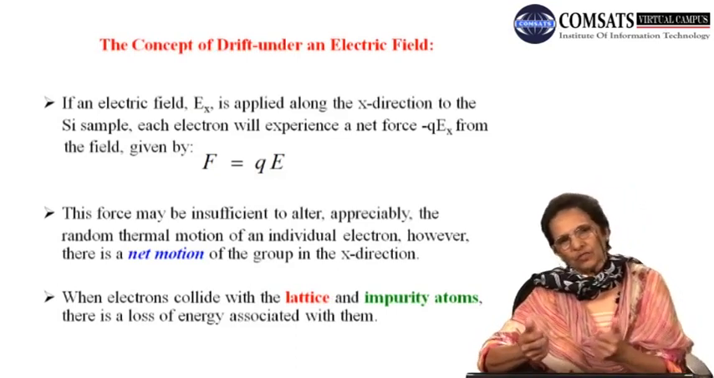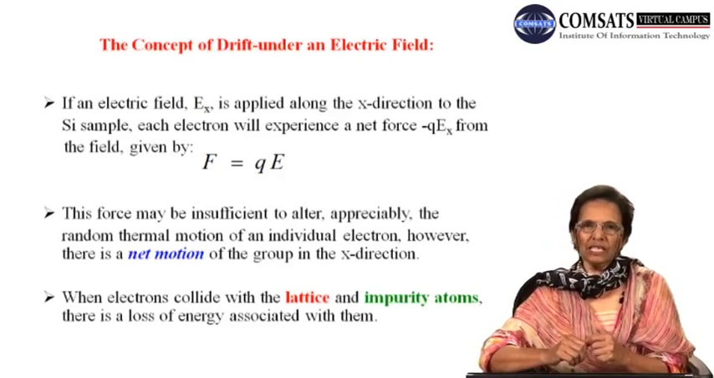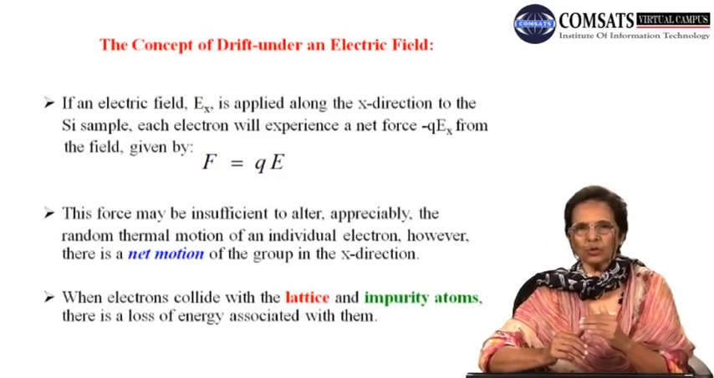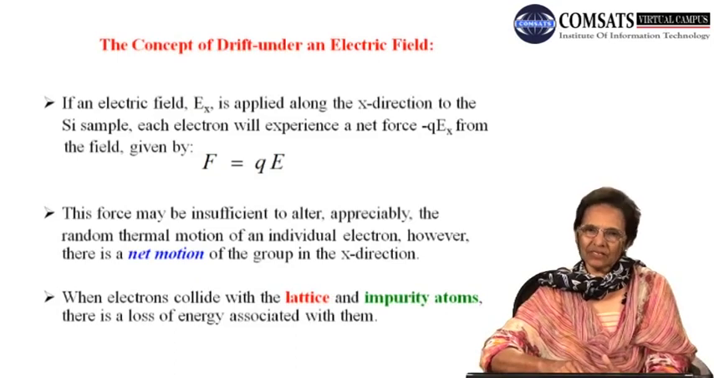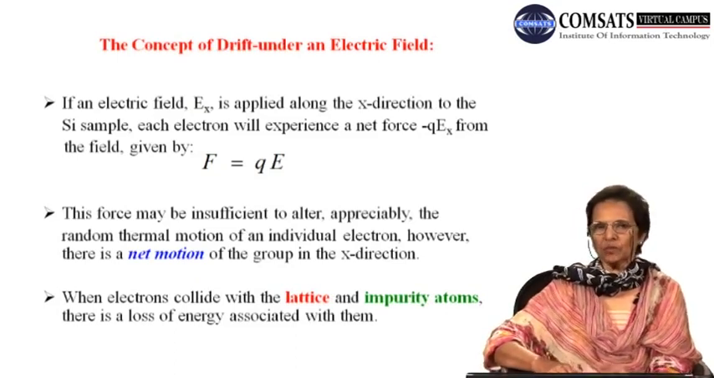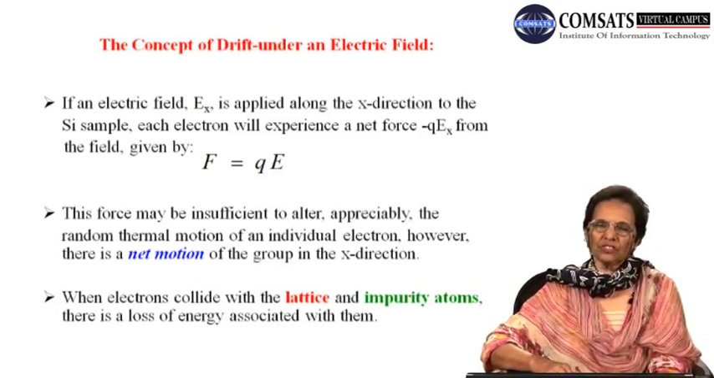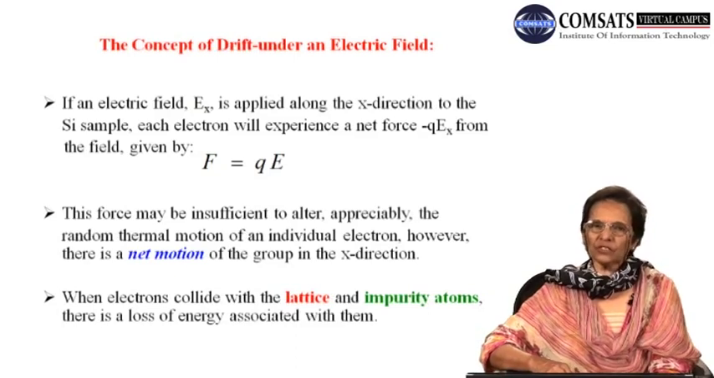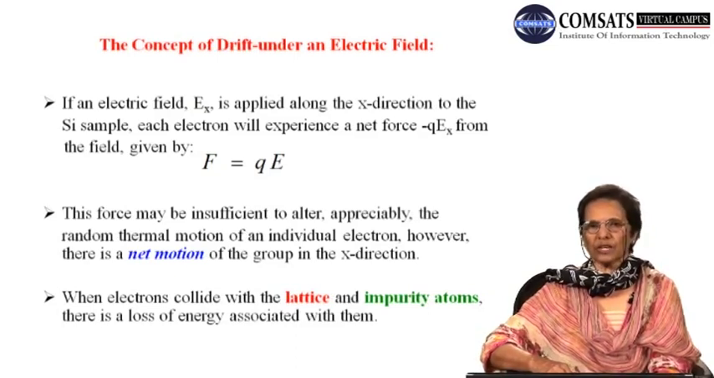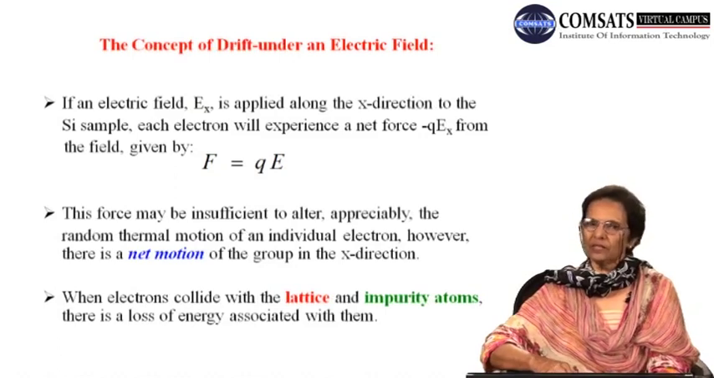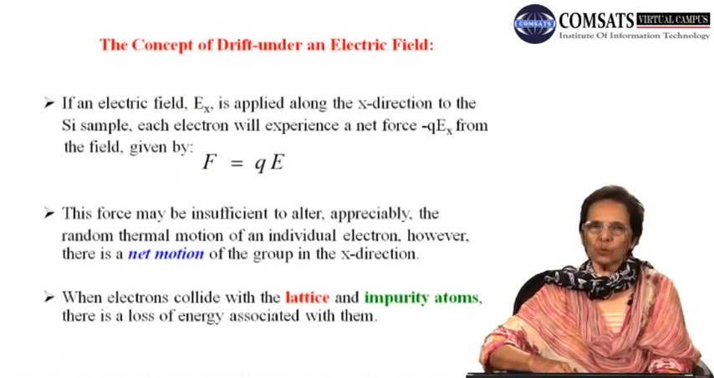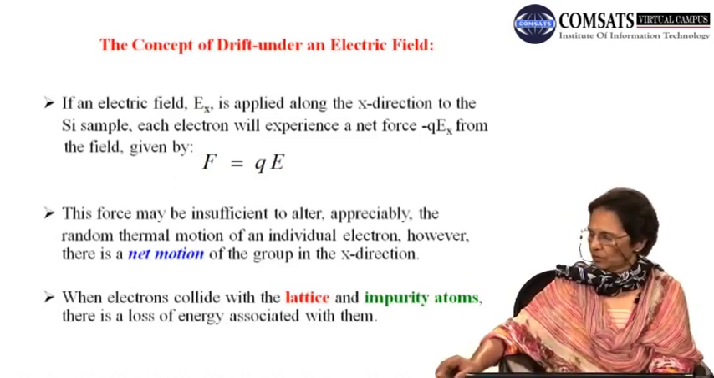Yet, because of the presence of the electric field, it now tries to attain a certain net directional motion, which is designated in terms of the electric field. If it is a hole, then the hole would try to move along the field. If it is an electron, it would move in the opposite direction to the field.